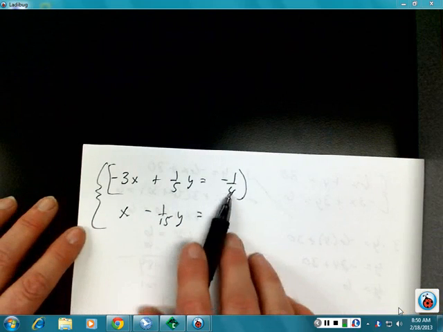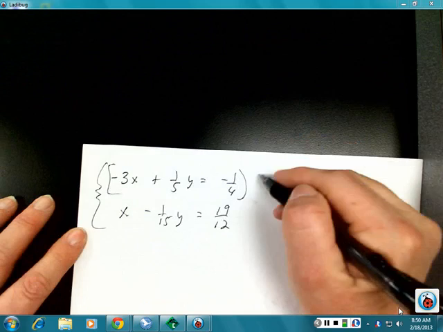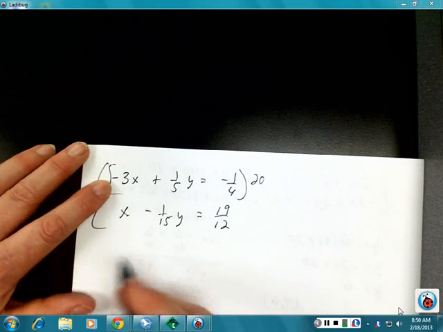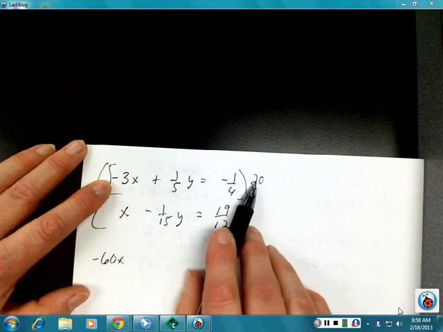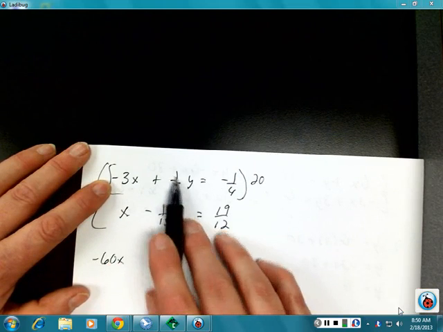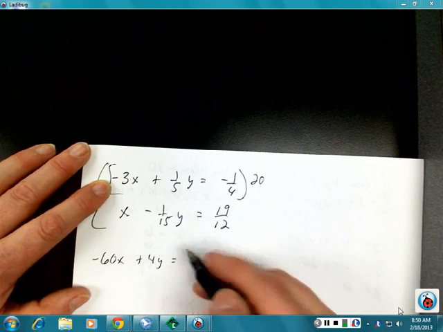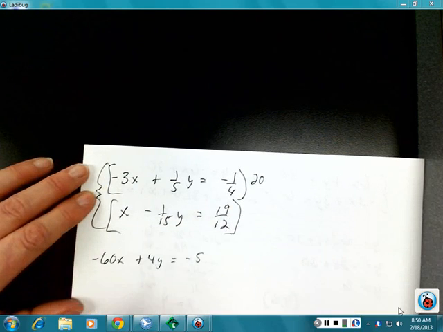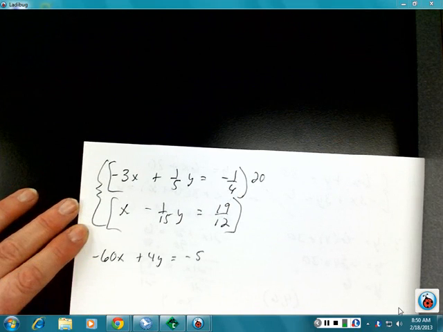Between 4 and 5, what would I come up with for my common denominator? 20. Yeah. So 20 times a negative 3 is a negative 60x. 5 goes into 20 four times, 4 times 1 is a 4y. And 4 goes into 20 five times, so I get a negative 5. And then my bottom one, between 15 and 12, what would I have for a common denominator?